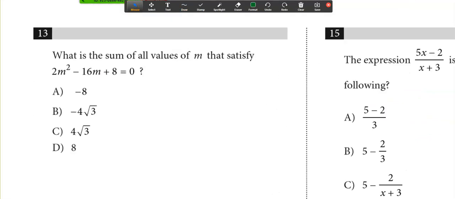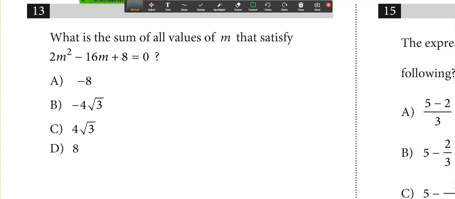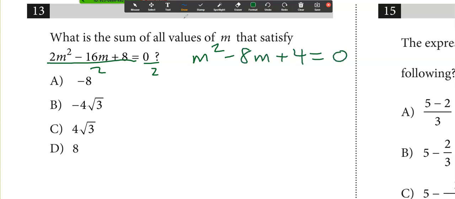Okay, question 13, the sum of all the values of m. So let's see here. The first thing I would do is divide everything by 2 because I want my numbers to be as small as possible. And I know a lot of you are going to say, well, can I factor this? The answer is no, it's not factorable.